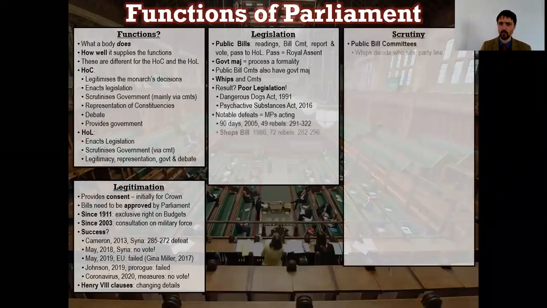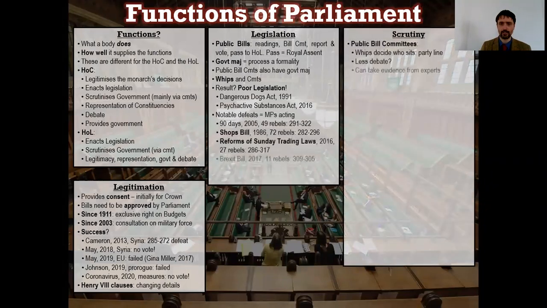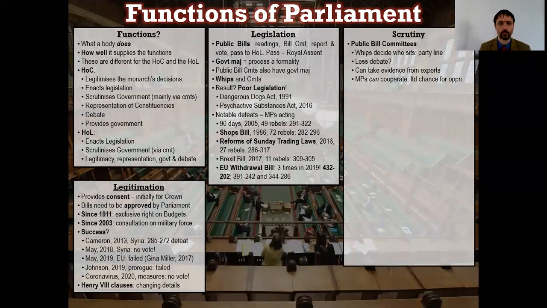There are some notable defeats, and I have messed up chronically here. Never mind. There are some notable defeats that prove that sometimes legislation isn't just a foregone conclusion, and that sometimes Parliament can sort of flex, if you will, and stop things being passed. For example, there was the 90 days detention without trial. We talked about that. It was the Terrorism Act in 2005, I apologise.